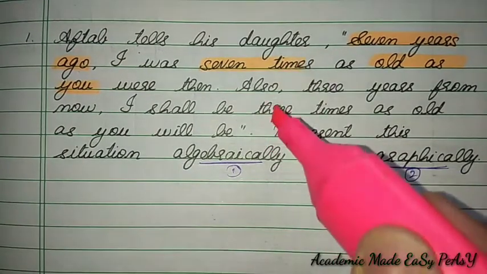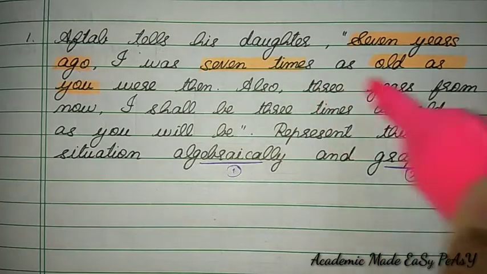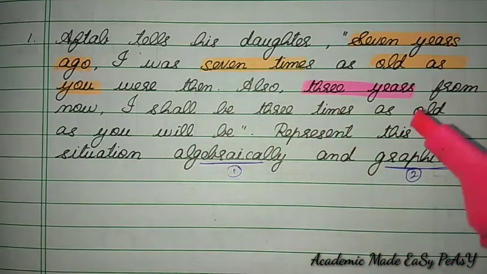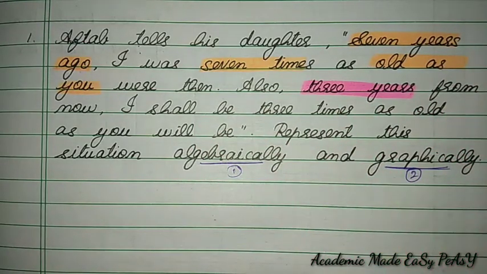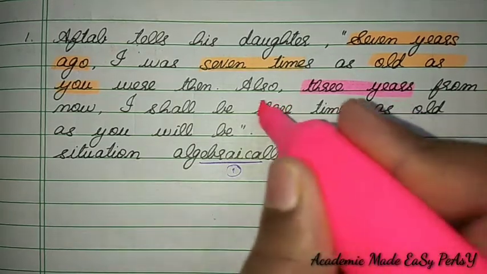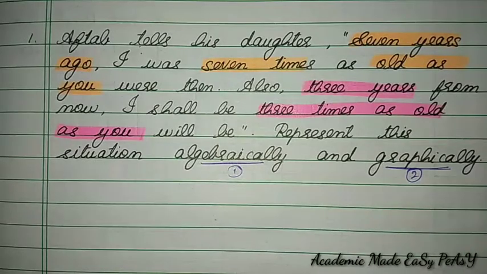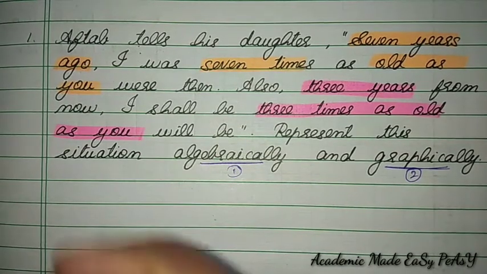And the second statement says that 3 years from now, that is 3 years later, I shall be 3 times as old as you will be. That is, after 3 years, he will be thrice his daughter's age. Only this is given. So now let us start writing the equations.